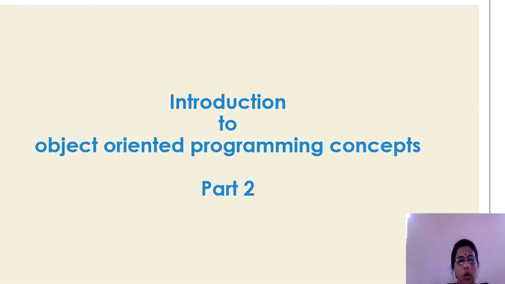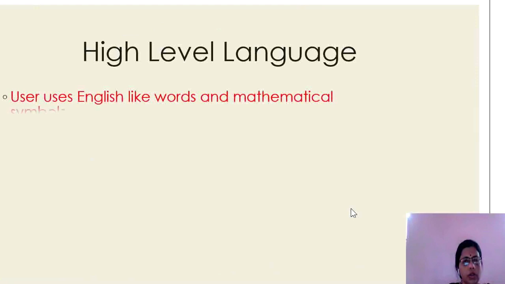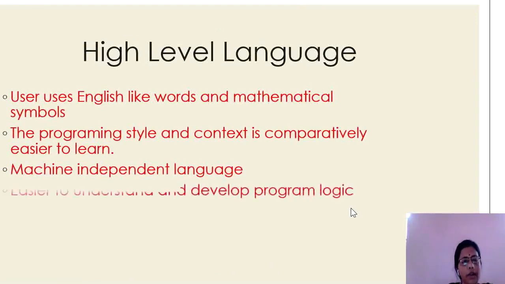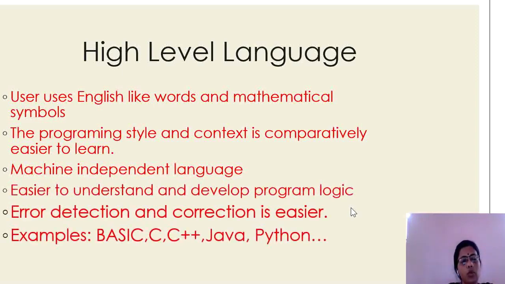So we move on to the second part of Introduction to Object-Oriented Programming Concepts. Here we are going to deal with high-level language. And we have seen that in low-level language, there were some limitations. What were the limitations? The user had to know the binary form or the mnemonics, and it was very difficult for the person to remember it and write it, right? So to overcome that, what did the experts do?